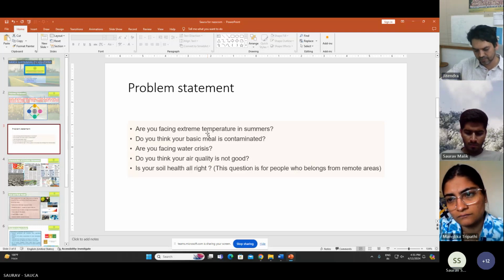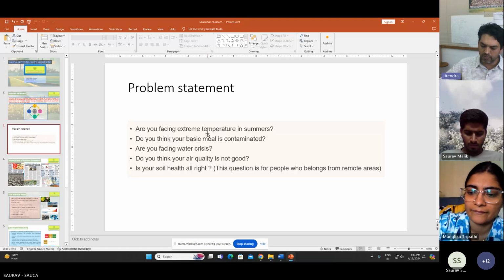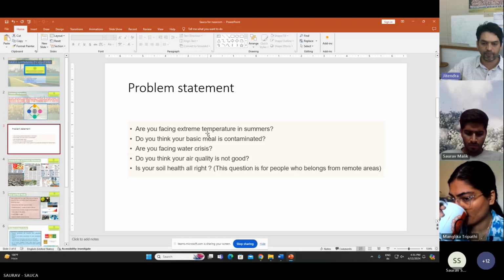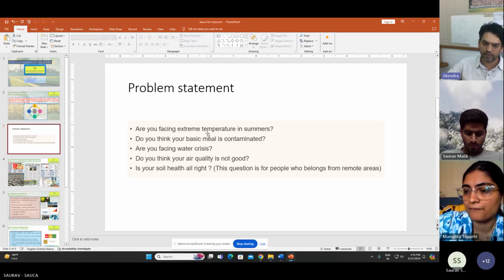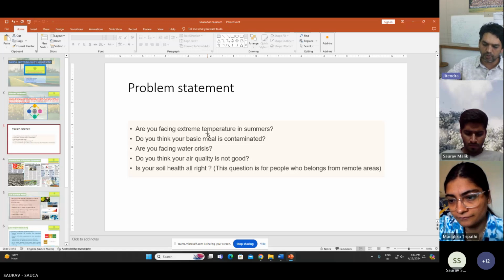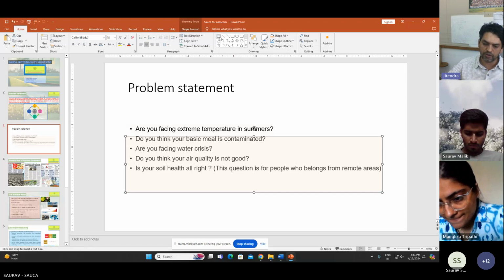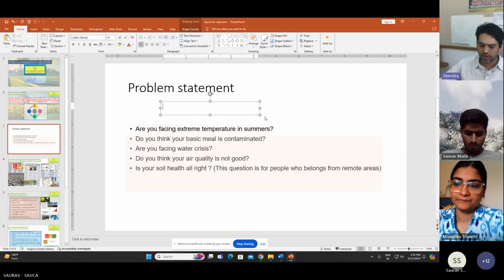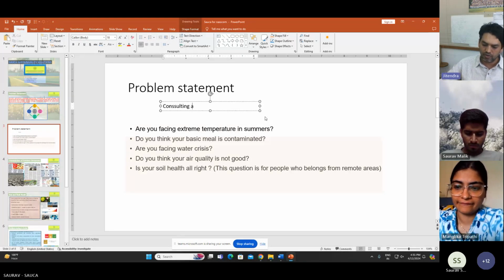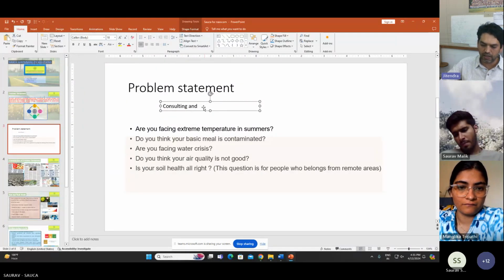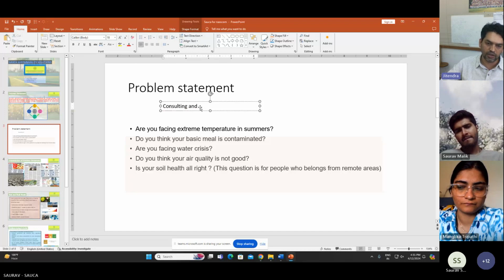Okay. So my suggestion would be to work on the problem statement. The problem statement should be aligned with your idea. It should not be a general statement. Your idea is basically to provide consultancy and the right advice to maybe farmers, policymakers or administrators. So the problem statement is basically about the right idea to the right stakeholders, which is not existing in the present scenario. This is something you have found out.